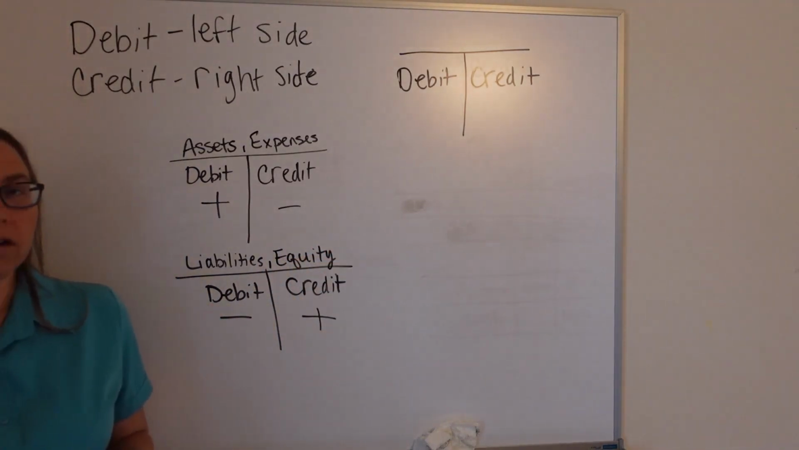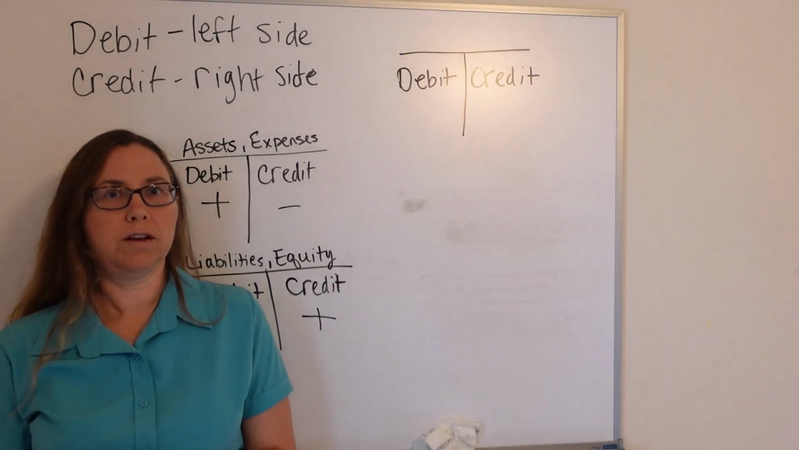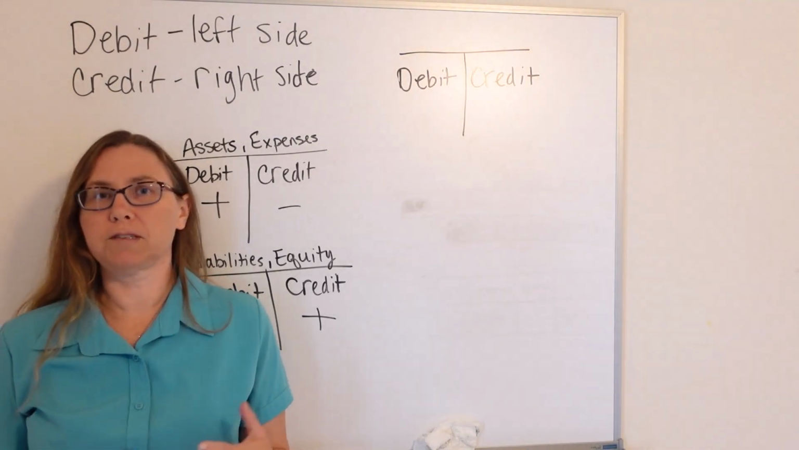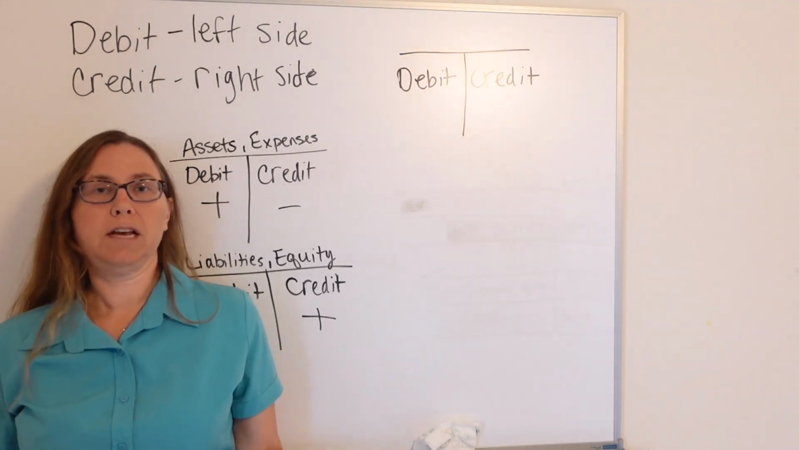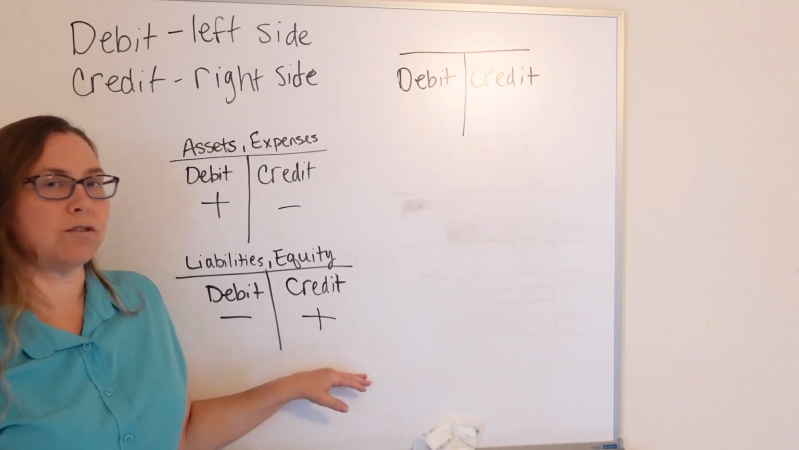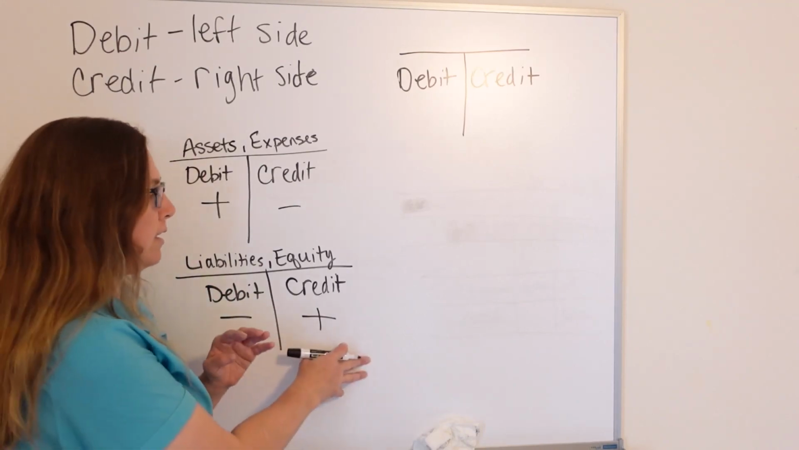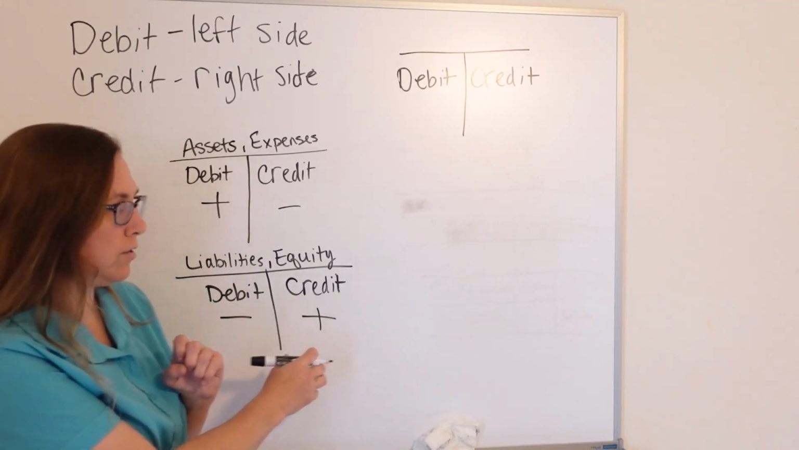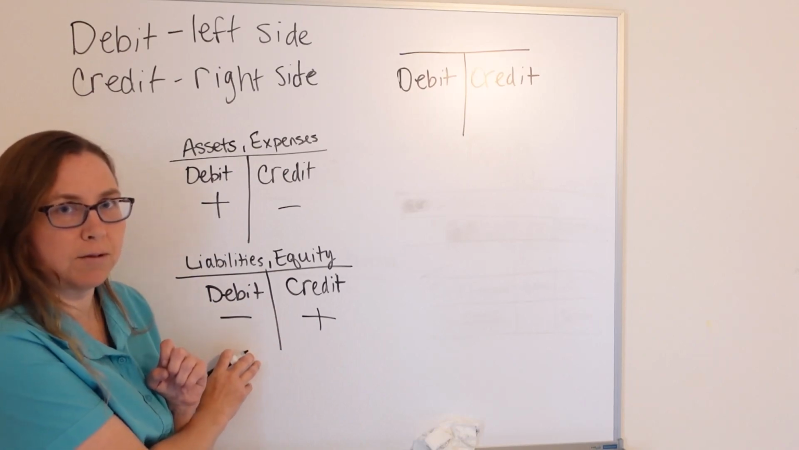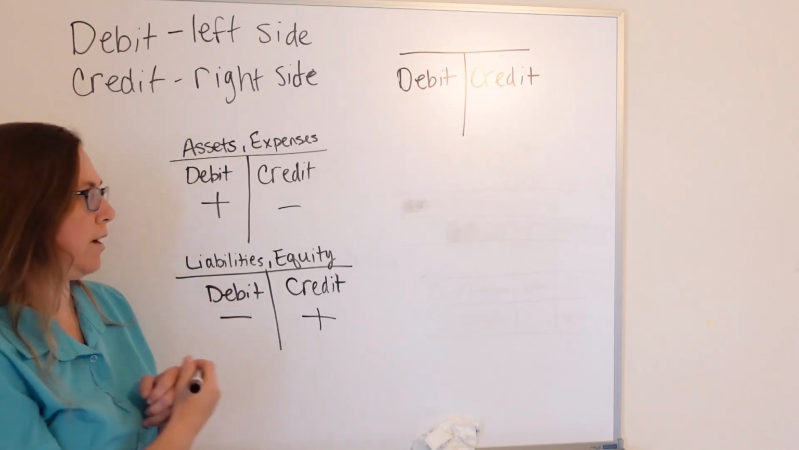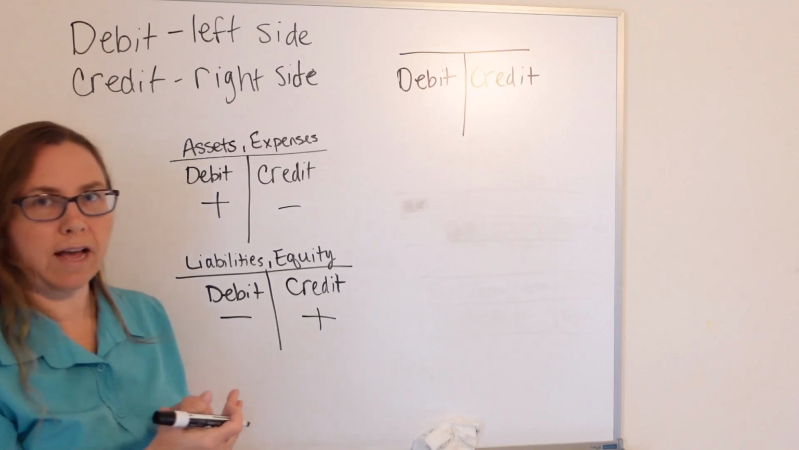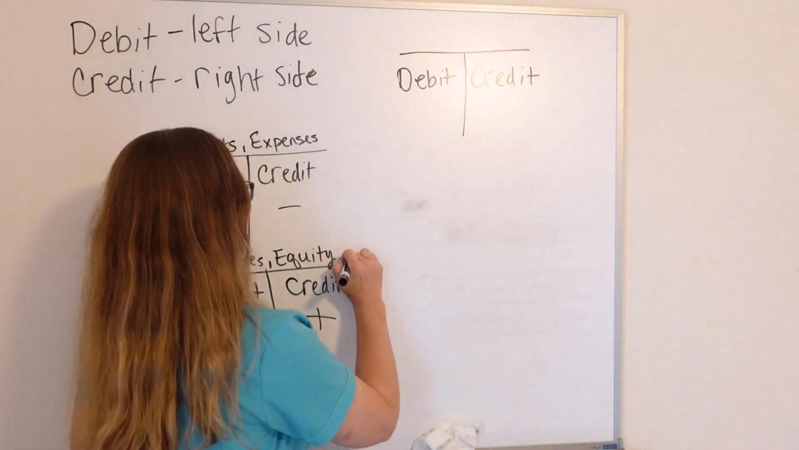Okay, and then another type of account with this rule would be equity. So equity represents the owner's investment in a business. As the owner's putting money in, it's going to be credits. As the owner's taking money out, it would be debits to the equity accounts. Okay?